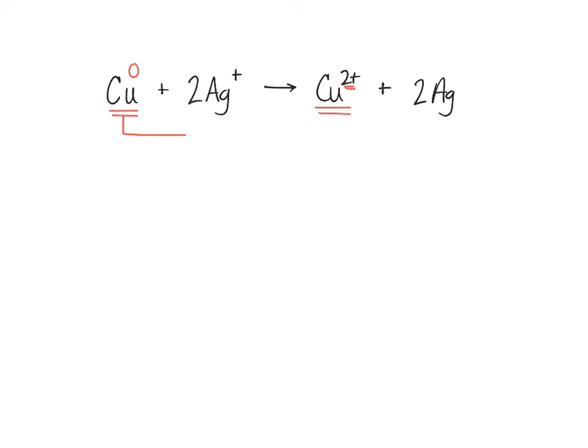But look at the change that occurred here. If copper went from a 0 charge to a +2 charge, what happened to it in terms of electrons? Remember, electrons are negative. So if my charge becomes more positive, that means that I lost electrons. And what is the process of losing electrons? Oxidation. So the copper was oxidized.